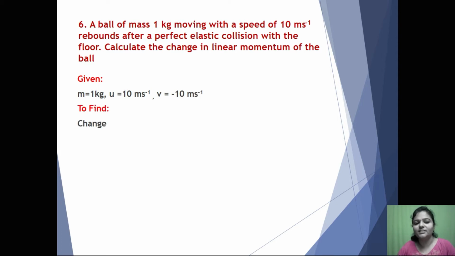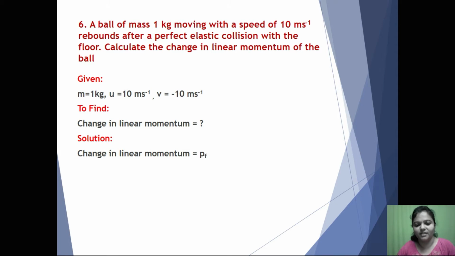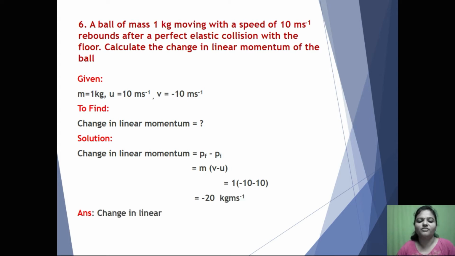The formula for change in linear momentum is given by Pf minus Pi, that is final momentum minus initial momentum, which is given by m into (v minus u), which is equal to 1 into (minus 10 minus 10). So which is equal to minus 20 kilogram meter per second. So the value of change in linear momentum is minus 20 kilogram meter per second.